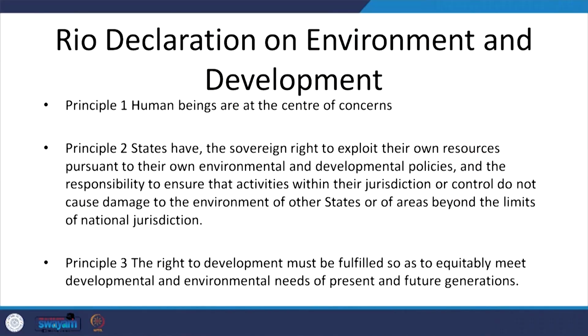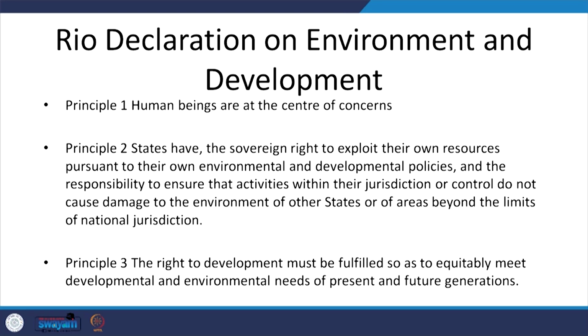For the first time, it was realized that human beings are at the center of all the concerns, and that human beings would need a certain minimum quality of life to be ensured and achieved, and that they be the first of the concerns. The second principle was that states have the sovereign right to exploit their own resources.